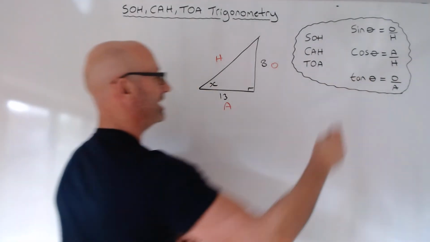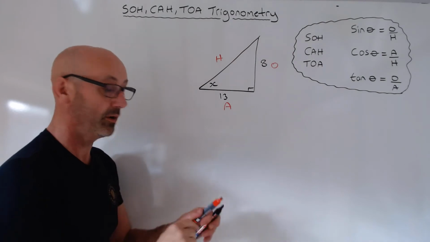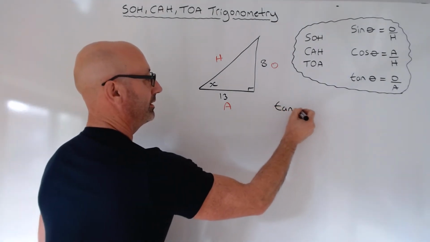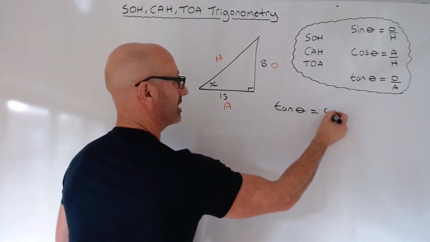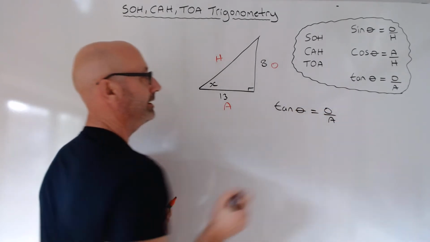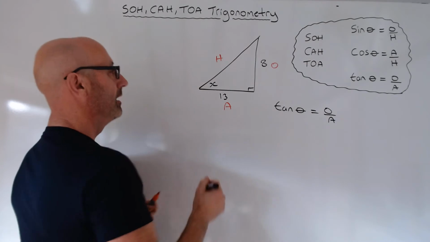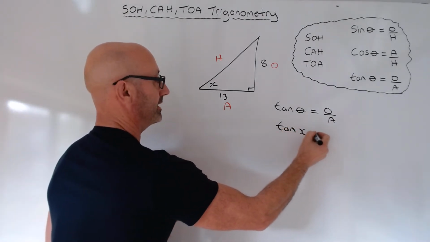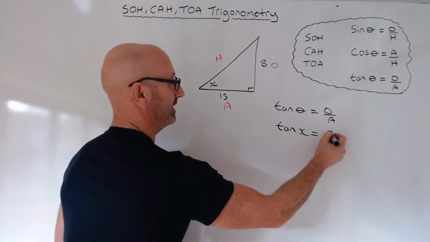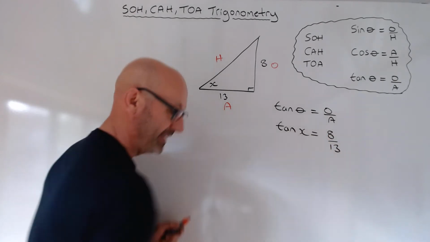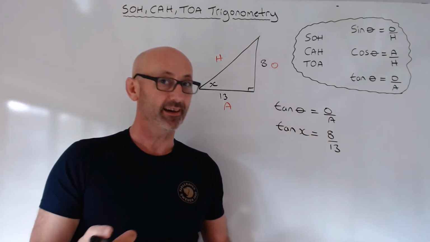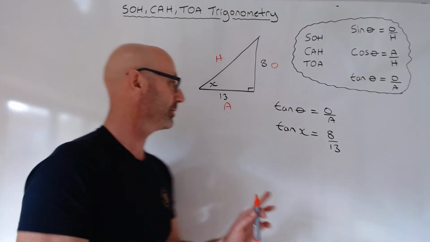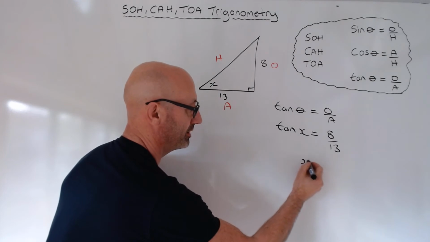Well, which one's got O and A in it? It's tan. So we are gonna write down the rule. Tan of the angle is O over A, opposite over adjacent. We're gonna replace what we know. Tan of x equals 8 over 13. And then at this point here, we need to know a little trick to get the answer, okay? Which you quite possibly won't know.